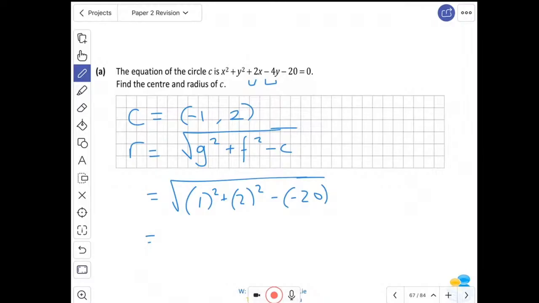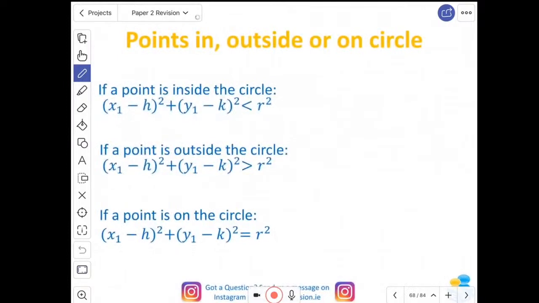Okay, so we've got 15 minutes left. What I plan to do in the next 15 minutes is just run through some of the circle problem solving things and just a few hints and tips that should help you when you are working with the circle. So first things first, if you're ever told to prove or show that a point is in, outside, or on a circle, this is what you need to remember.